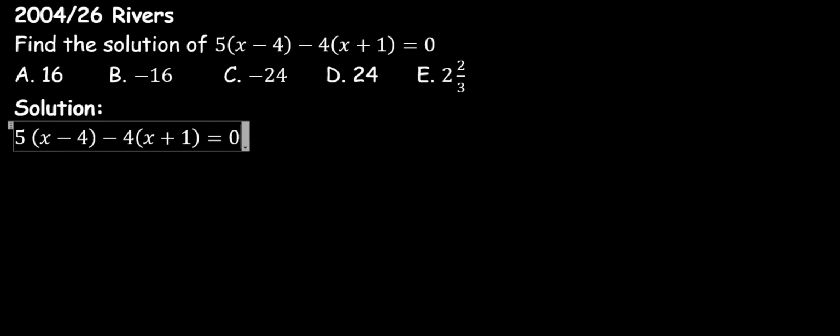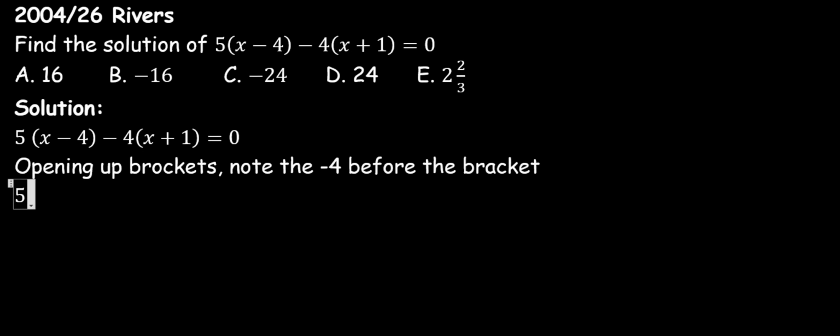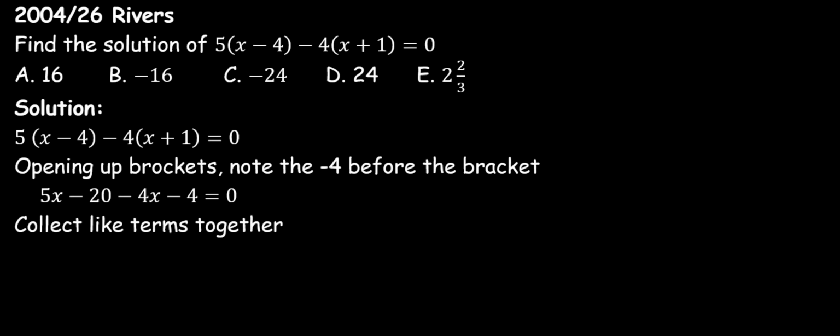Opening up the brackets, note the minus 4 before the bracket. The result will be 5x minus 20 minus 4x minus 4 equals 0. Next, we collect like terms together. That will be 5x minus 4x equals 20 plus 4. x will be equal to 24.